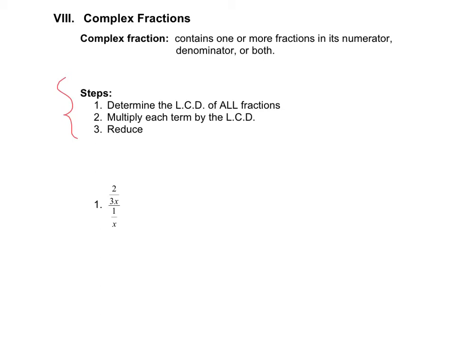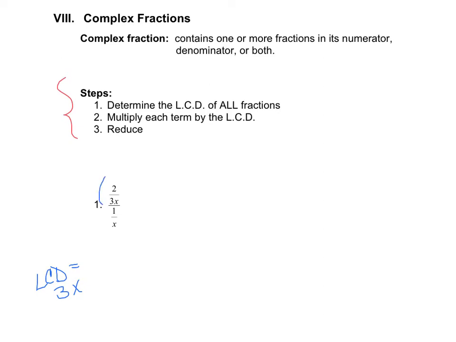Let's take a look at number 1. Number 1 is a complex fraction because you have a fraction on the top and a fraction on the bottom within an entire fraction. So we need to actually simplify it. We need to get rid of those extra denominators, the 3x and the x. The way to do that would be to multiply them by the LCD. Well, the LCD for 3x and x would be 3x. Okay, so you're going to need to multiply each term by 3x.